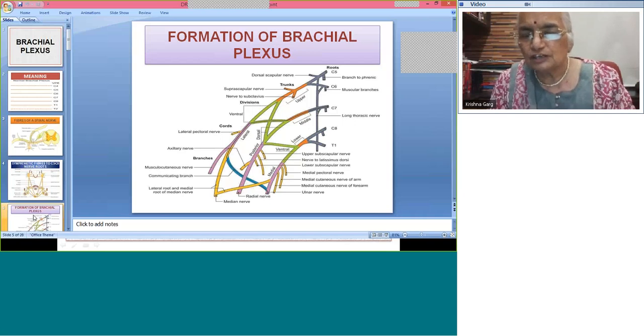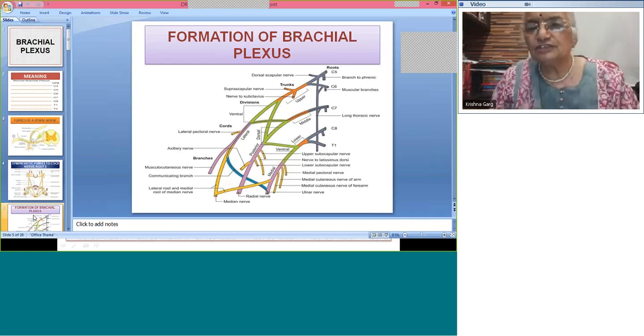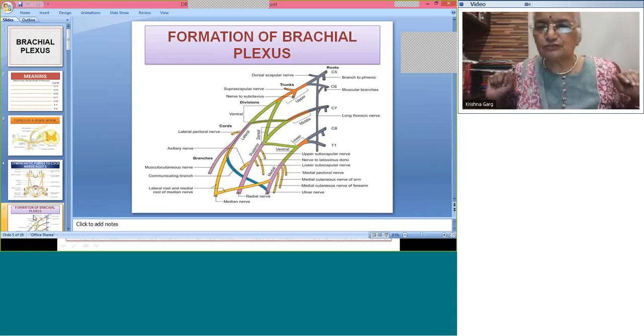Another nerve which arises from the roots is the dorsal scapular nerve. This dorsal scapular nerve supplies the rhomboideus minor and rhomboideus major muscles. These muscles arise from the spines of the vertebrae and get inserted into the medial border of the scapula, and these are retractors of the scapula.